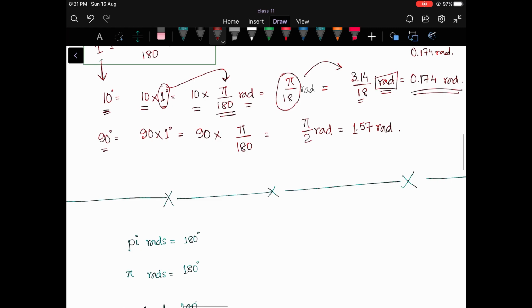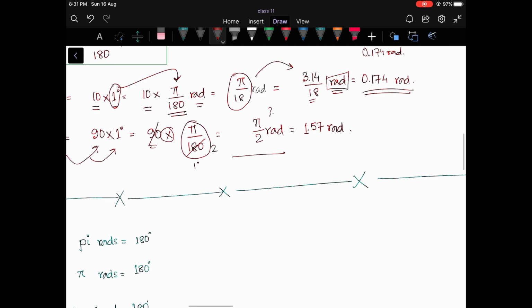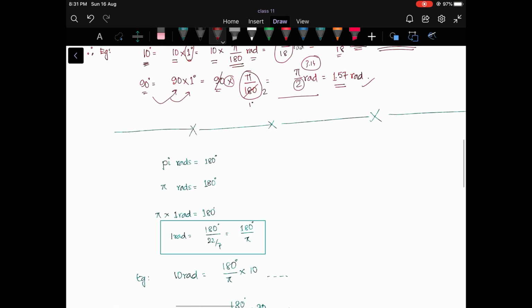Similarly, if I am talking about 90 degrees, I have to multiply 90 times 1 degree, which is equal to 90 times pi by 180, because this is 1 degree, such that we get pi by 2, because 90 and 180 get cancelled and we get 2 here. Pi is 3.14. When we divide it by 2, we get 1.57 radians.